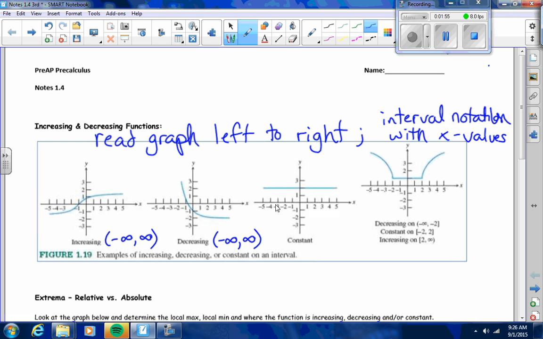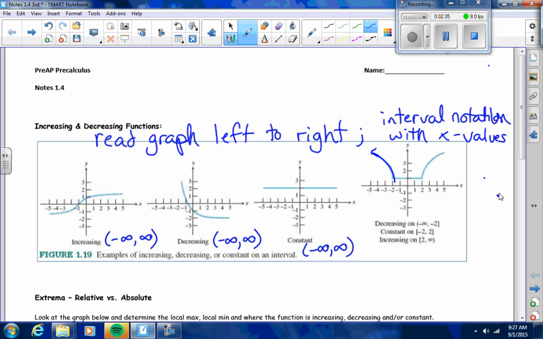The third graph is doing what? It's remaining constant the entire time. So that's constant from negative infinity to positive infinity. And the fourth graph, left to right, starts here and it's doing what? Decreasing. It's decreasing. Now we have to look at the x values. So if we drop that down, what's its x value? Or actually, it's continuing on. So that would be what? Negative infinity up to negative 2.